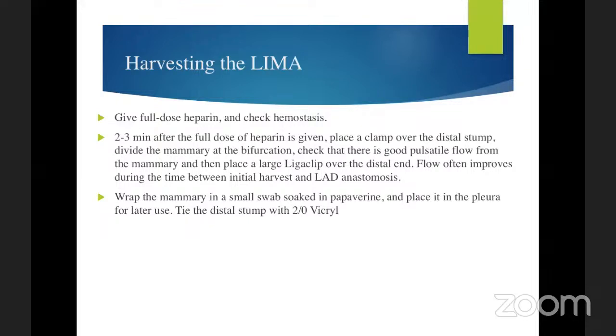Flow often improves during the time between initial harvest and the LAD anastomosis. After that, wrap the mammary in a small swab soaked in papaverine and place it in the pleura for later use. Tie the distal stump with a 2-0 Vicryl.